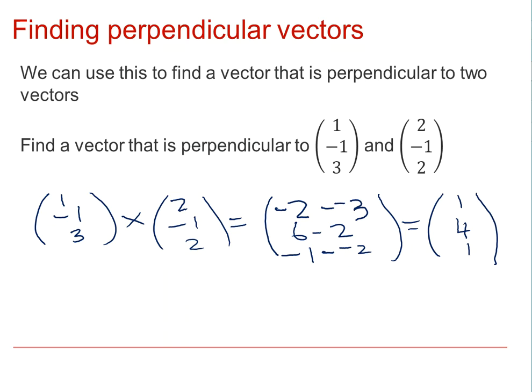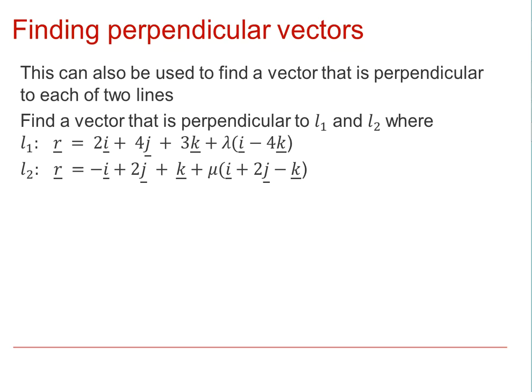If we wanted to check that it was perpendicular to both of our original vectors, we could of course use the scalar product and expect the scalar product to be 0. You may wish to pause the video now and check this for yourselves.